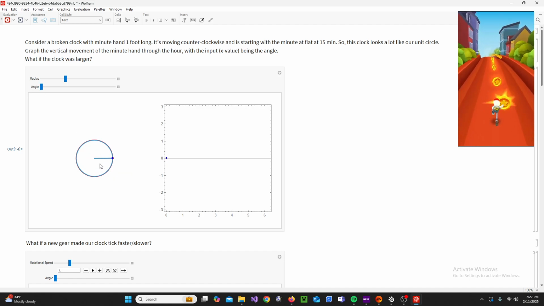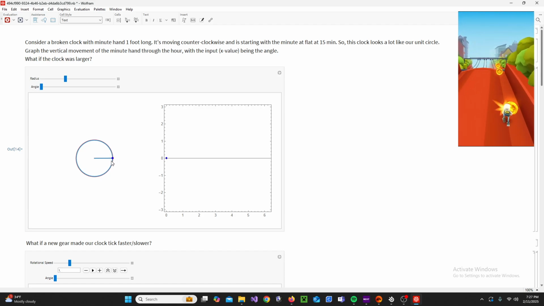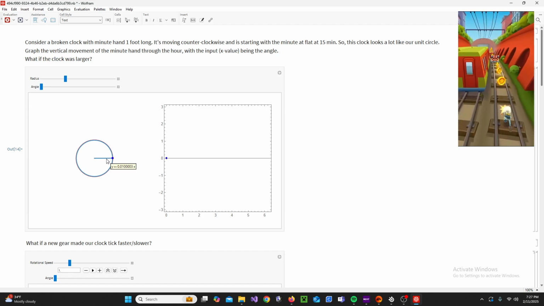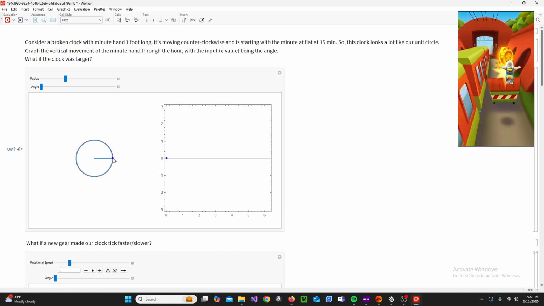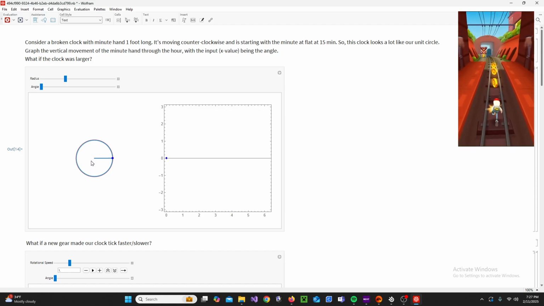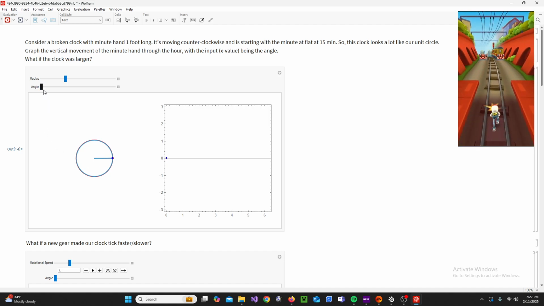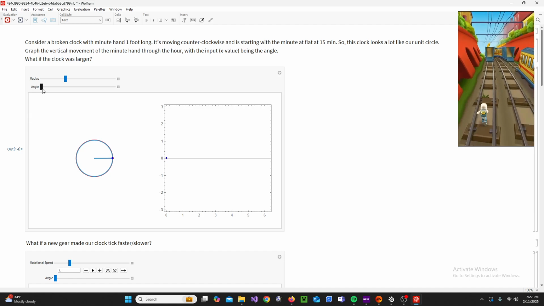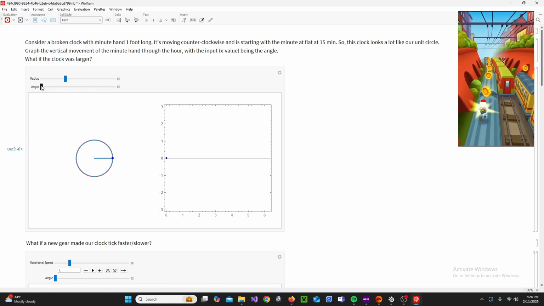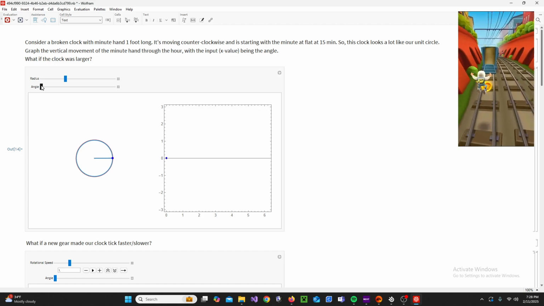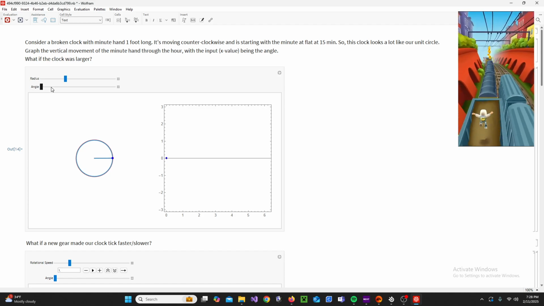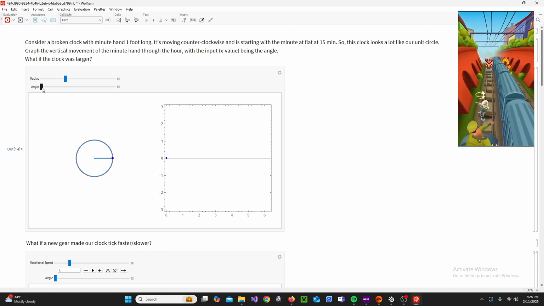Let's graph the vertical movement of the minute hand through the hour, aka let's graph the height of the minute hand in this situation, which is the y value, which is sine. So right here, what I'm about to do, we're just going to increase our angle. Right now we're starting at 0, and as the angle increases, we're going to draw the graph of sine.